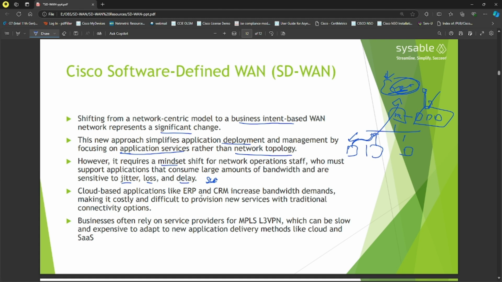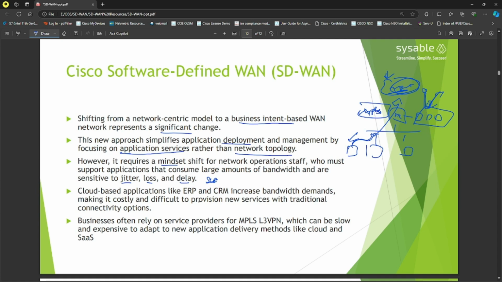Now, cloud-based applications like ERP and CRM increase bandwidth demands, making it costly and difficult to provision new services with traditional connectivity options. So again, when you have more applications demanding higher bandwidth, you're paying a lot of money in the traditional way because you will be using MPLS links or dedicated links. But nowadays with Cisco SD-WAN, you don't have to worry about it because it has the security for normal business.